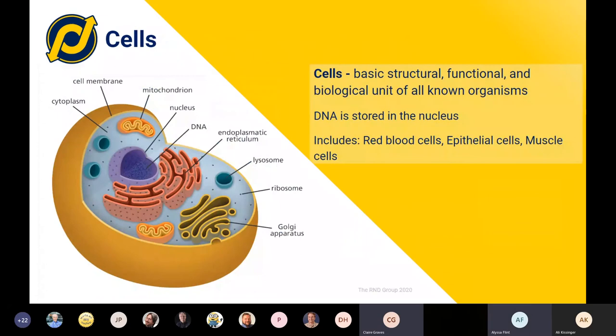All right, so a little bit more basics. This is a cell. A cell is the basic structural, functional, and biological unit of all known organisms. It contains many different organelles, which are structural units with different functions, and these include the mitochondria, the endoplasmic reticulum, and the ribosome. The nucleus is also an organelle, and it contains the DNA for the cell. Some cells that you can find in a human are red blood cells, epithelial cells, which line our intestines and make up our skin, as well as muscle cells.